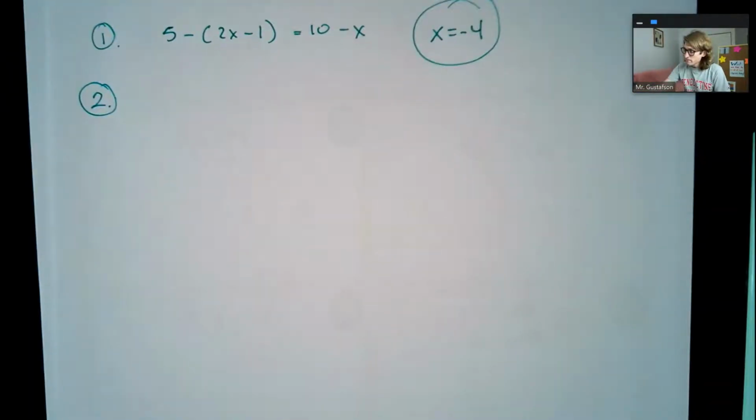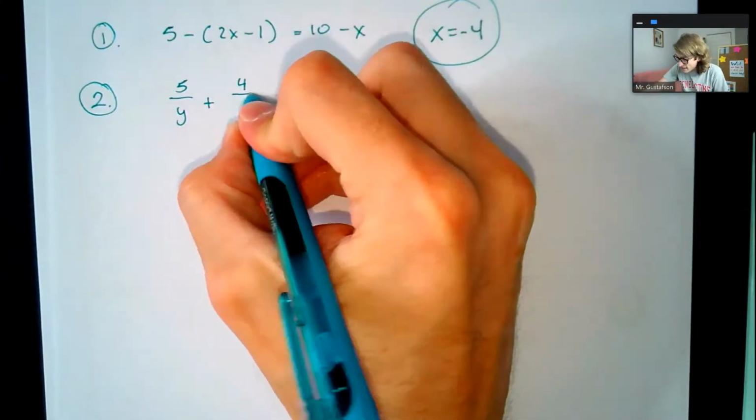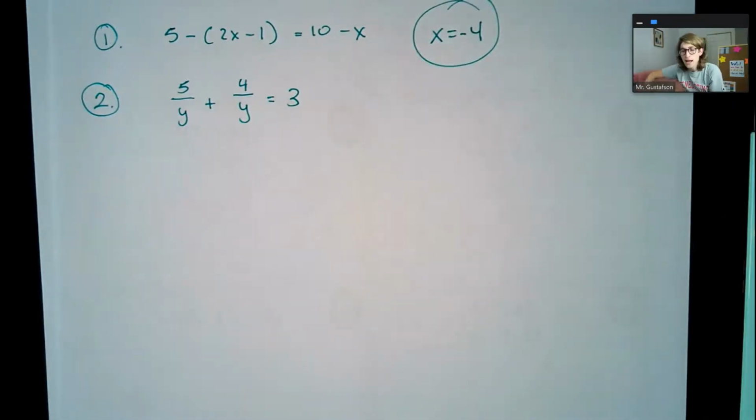The next one I am going to talk about a little bit because this is a handy dandy math trick. 5 over y plus 4 over y equals 3. Man, is it a pain to deal with variables that are in denominators. So I'm going to give you a hint. You want to get rid of denominators? We can multiply an entire equation by denominators to get rid of them.